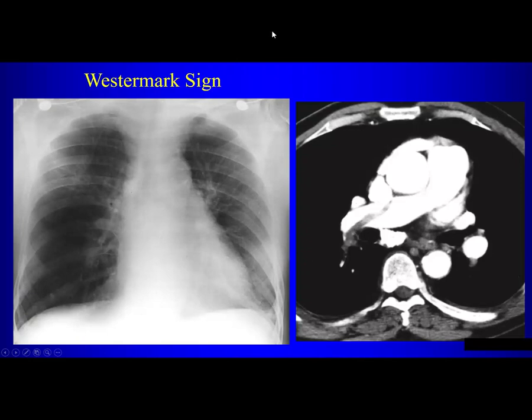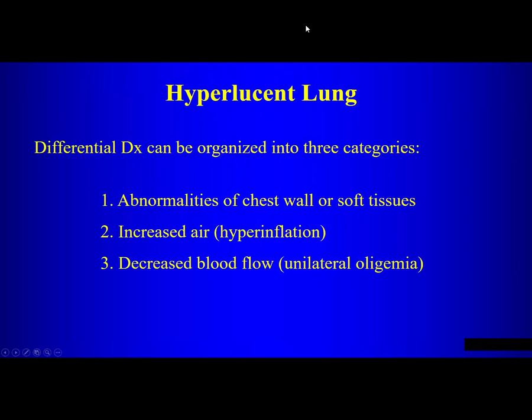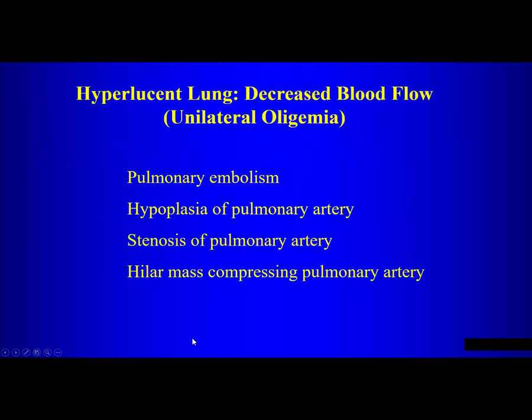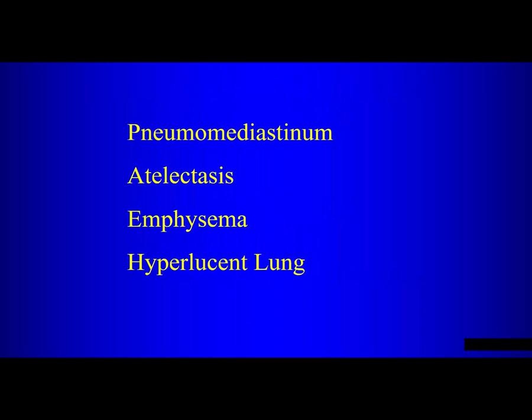So decreased vascularity or decreased blood flow can also result in lucency, abnormal lucency, and a hyperlucent hemithorax. So decreased blood flow or unilateral allodynia. That is that third category for things that cause a hyperlucent hemithorax. So what can give you decreased blood flow? PE, pulmonary artery hypoplasia, pulmonary artery stenosis, hilar mass compressing the pulmonary artery. All of these can result in allodynia.